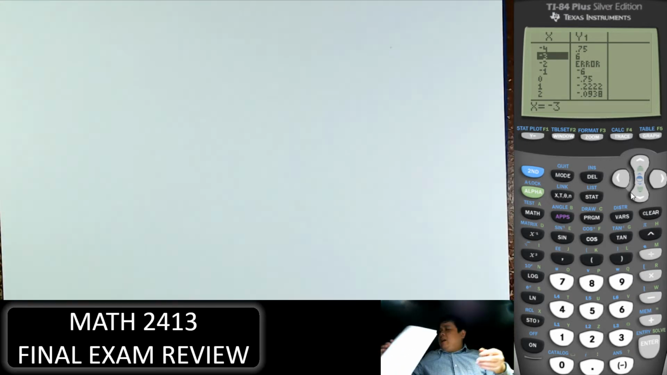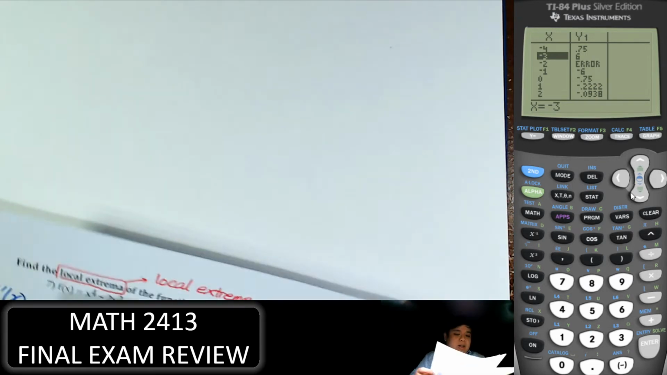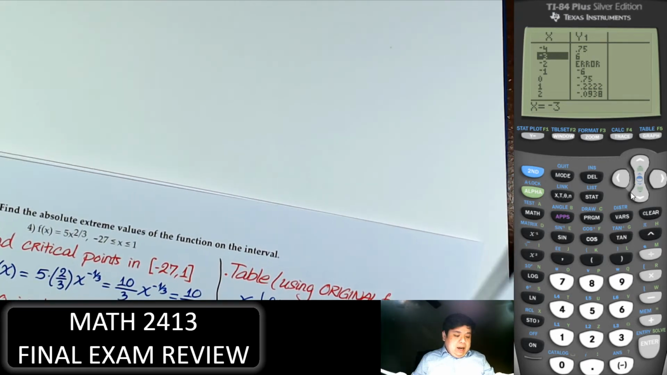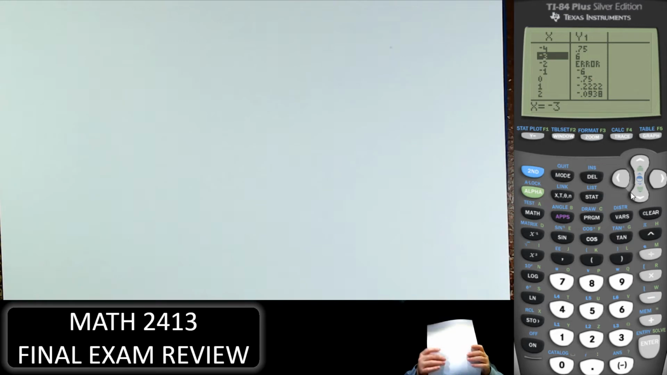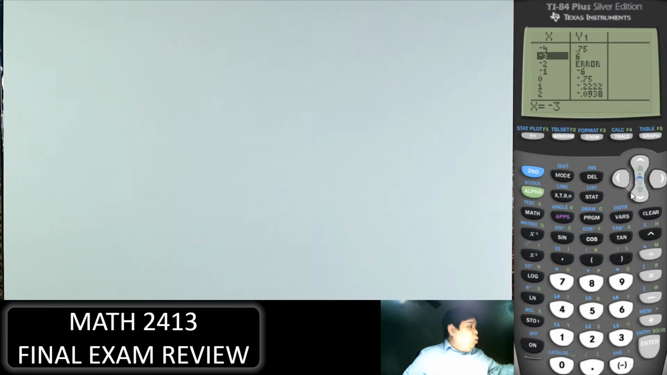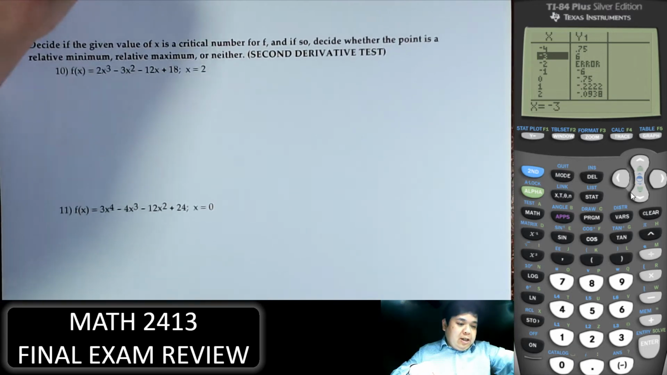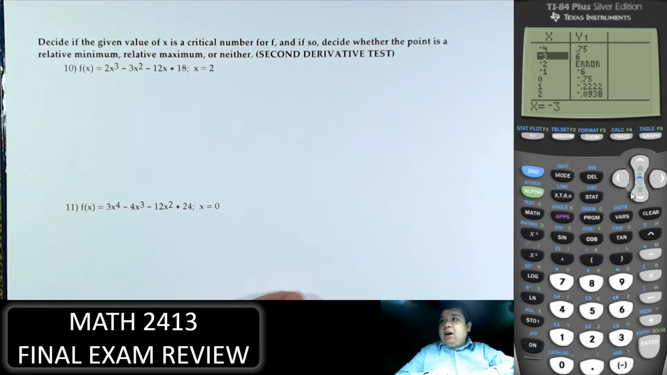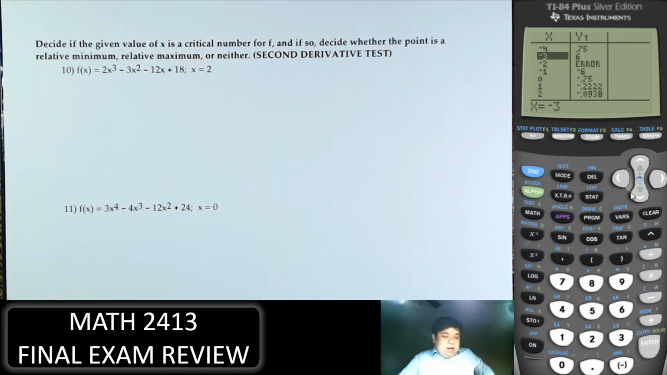Right, and the first derivative tells us increasing or decreasing, and from there we can find local max or local min. Right, next we have the second derivative test.